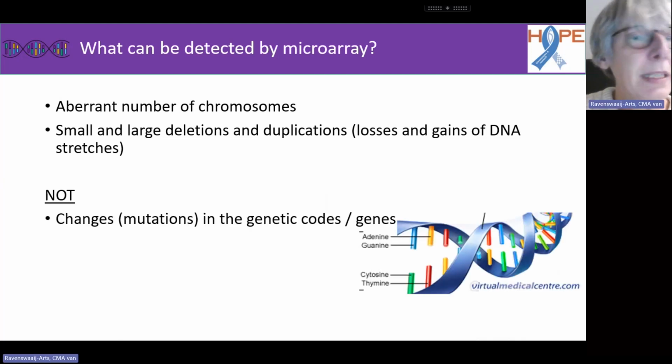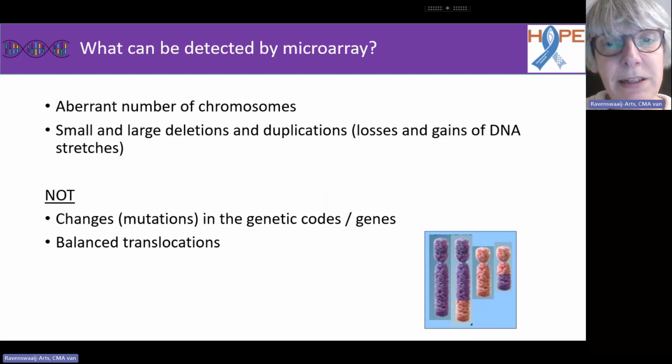What cannot be detected? Well, a deletion of a complete gene can be detected by microarray. A tiny change in the genes themselves, so a change in the genetic code, cannot be seen. As I explained to you before, if you really want to see where the base pairs are, you need another technique called sequencing, for instance whole exome sequencing, and most of you also know that term. But with the microarray, you cannot see mutations in genes.